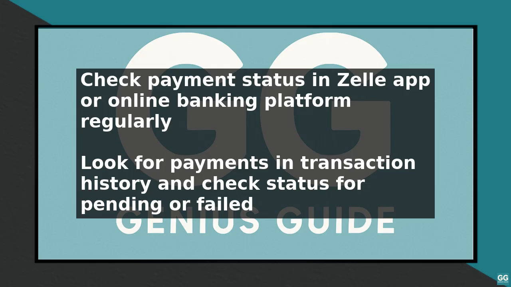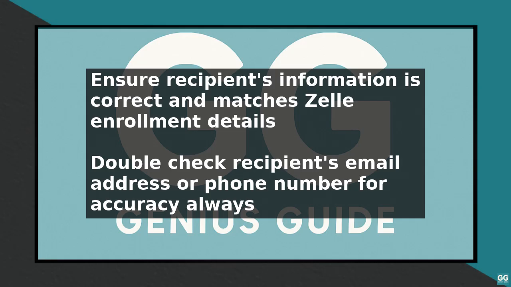Another common issue is that the recipient may not be enrolled in Zelle. If the recipient is not enrolled, they will receive an email or text message with instructions on how to enroll and claim the payment. If the recipient does not enroll within 14 days, the payment will be canceled, and the funds will be returned to the sender.